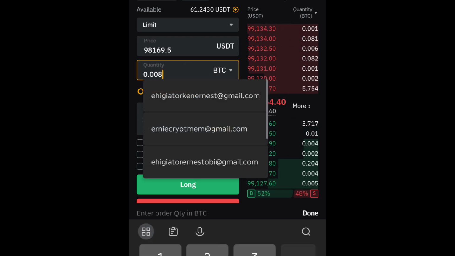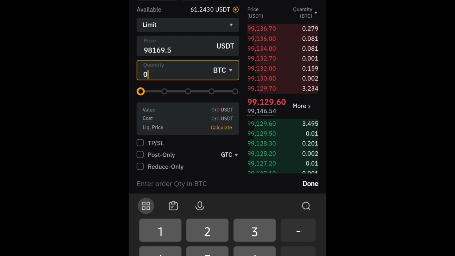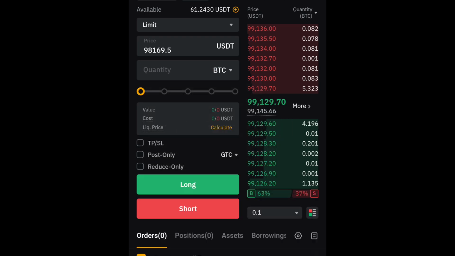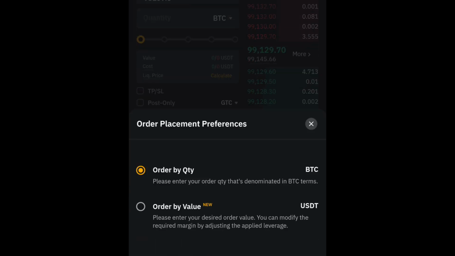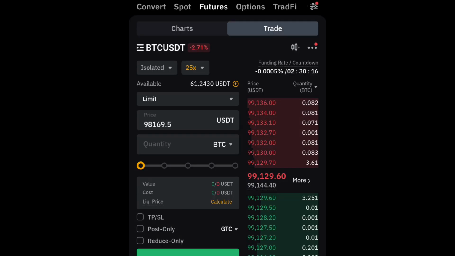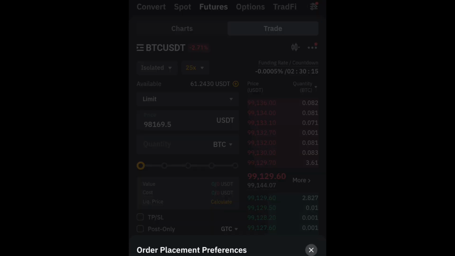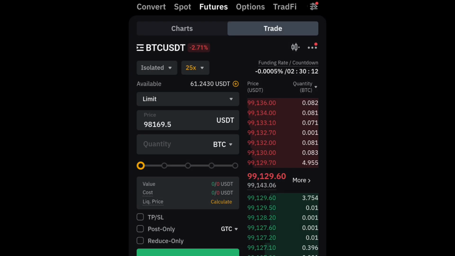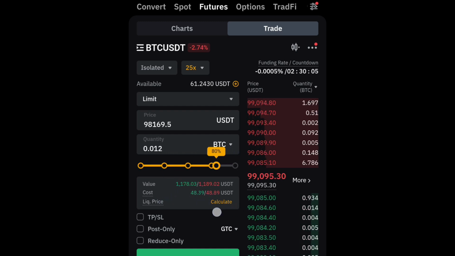And in this place, the quantity is actually the amount you want to trade. It should be in USDT. You can always change it to USDT, you can see it here. Change it to USDT or use Bitcoin. If you don't want to put the amount and want to use percentage, you can always use this button here. You can see it twist to 100%. You can change to any percentage you like to use.